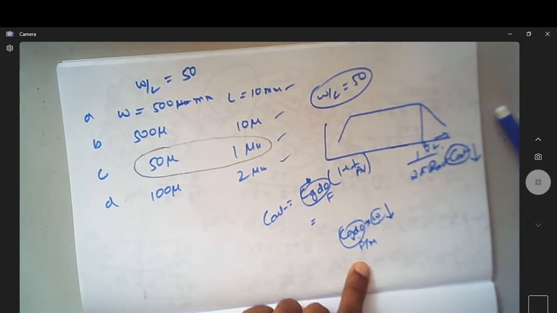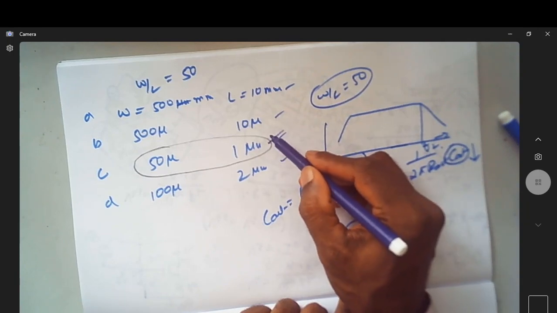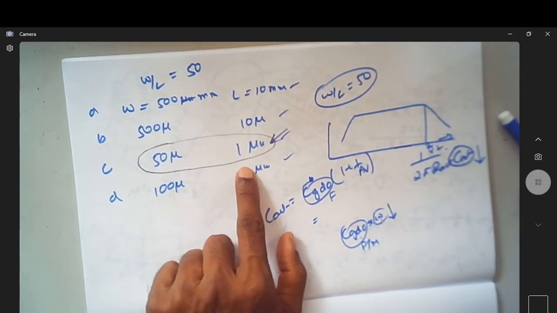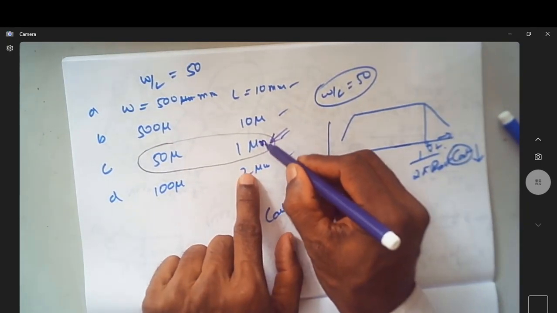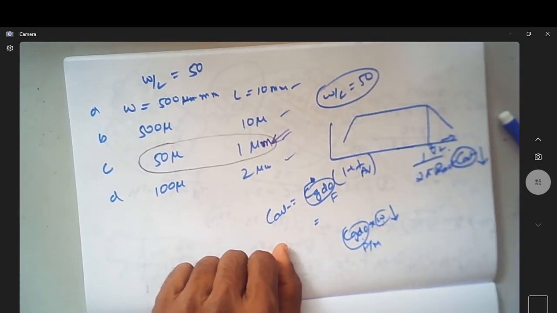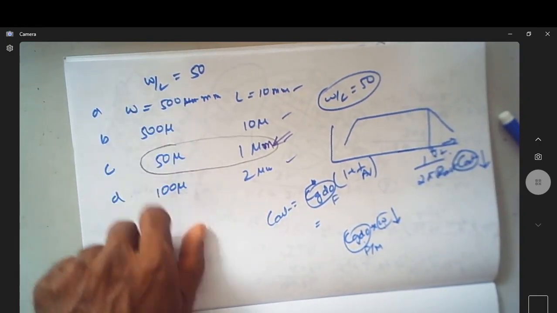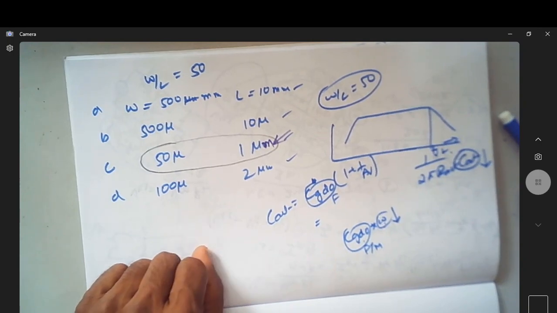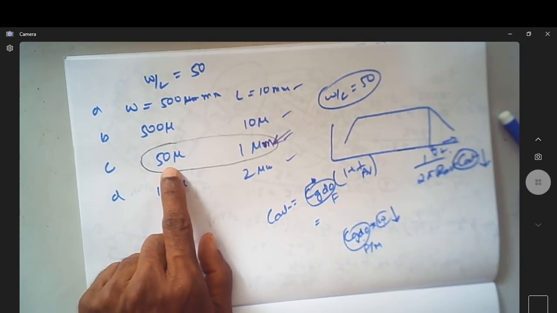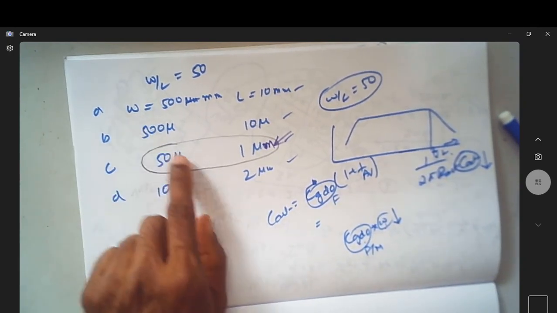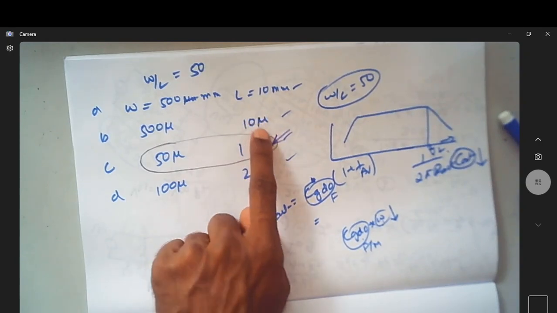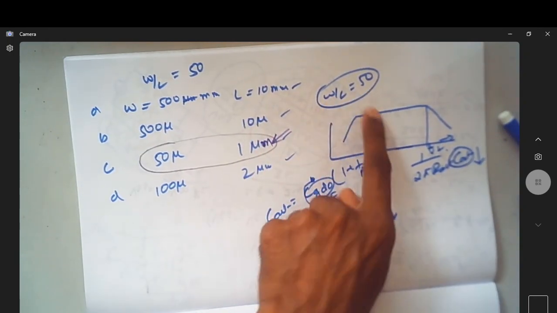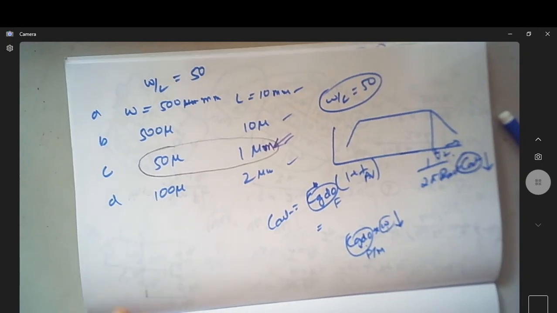This is a better option, provided a length of 1 micrometer can be fabricated in your process. So among these four values, to have a better bandwidth, 50 micrometer as the width and 1 micrometer as the length, which will give me a W by L of 50, is the suitable preferred width of the transistor.